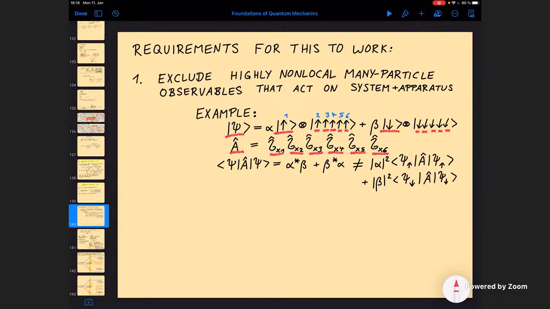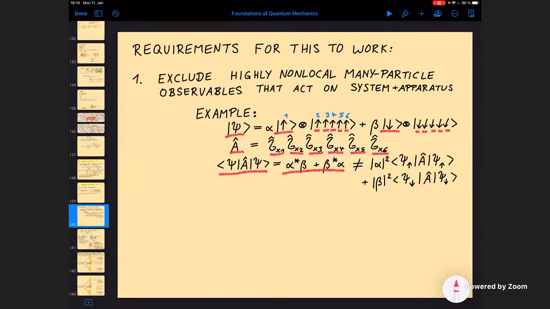Now let's see what happens if I calculate the expectation value of this observable, both in the real superposition state, and then compare it against what I would like to consider, namely this incoherent mixture. So in the real superposition state, if you go through the math, you find that the expectation value of A is just alpha star beta plus beta star alpha. This is because if you flip all the spins, then the second part of the superposition turns into the first part where all the spins are up, and vice versa, the first part turns into the second part. And then you get this overlap of the two different pieces of the superposition. So that's why you have alpha star beta and beta star alpha. So you are exactly sensitive to the interference term.